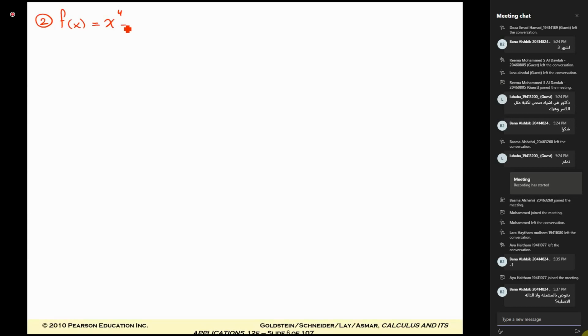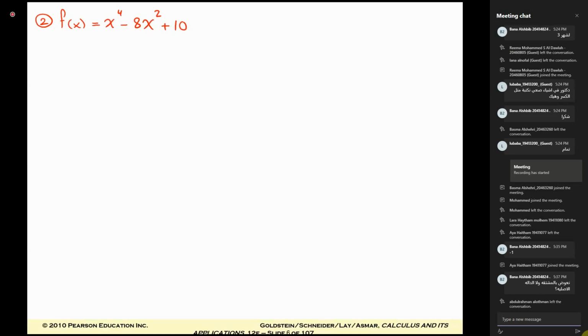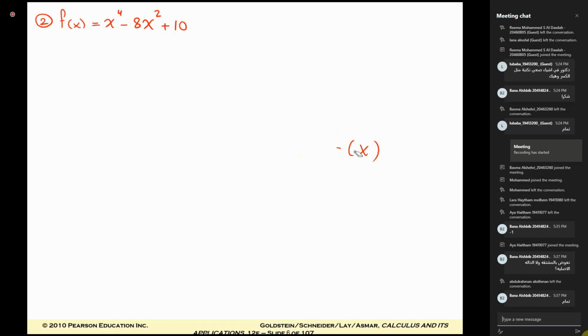Number 2, f of x equals x to the power 4 minus 8x squared plus 10. Do we substitute in the function? No, of course not. We only use the derivative to find the critical values, the stationary points. If we need to find the point, we substitute in f of x. The derivative is only a means to find the critical value.